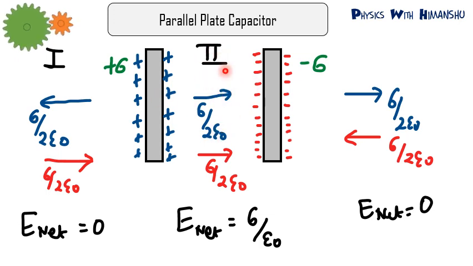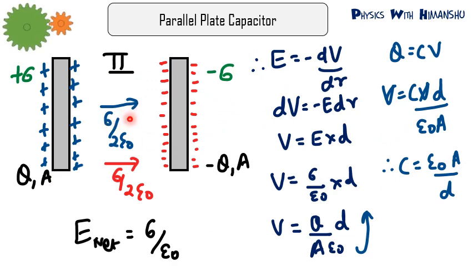So if someone asks you what is the value of electric field between the plates, sigma by epsilon naught. To the left hand side of the capacitor 0, to the right hand side of the capacitor also 0. So electric field is there only between the plates of the capacitor.